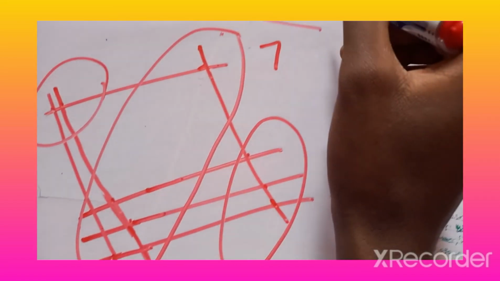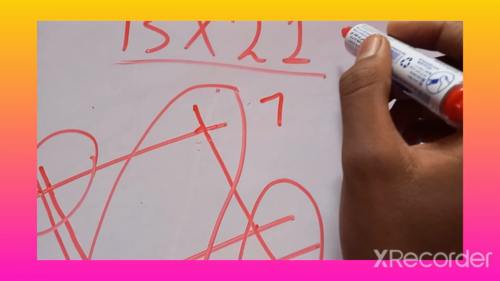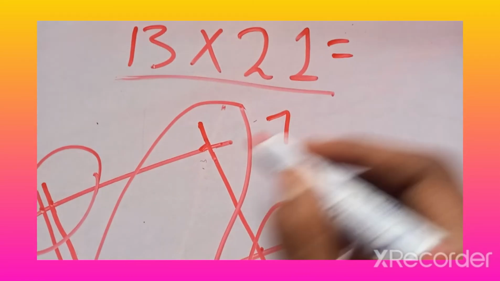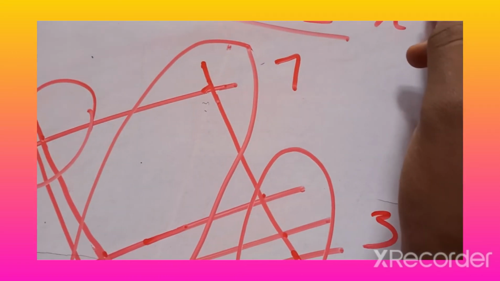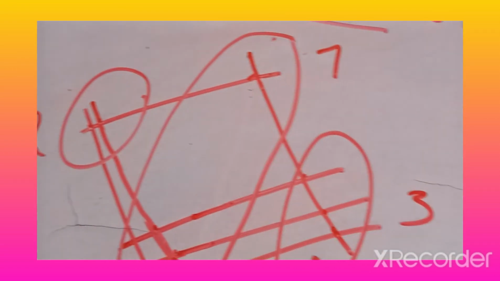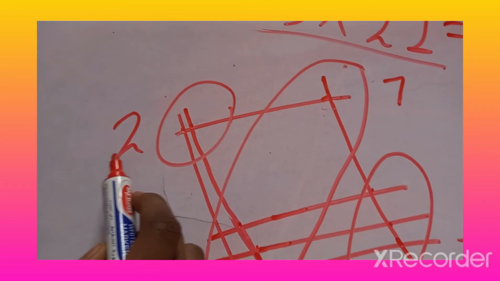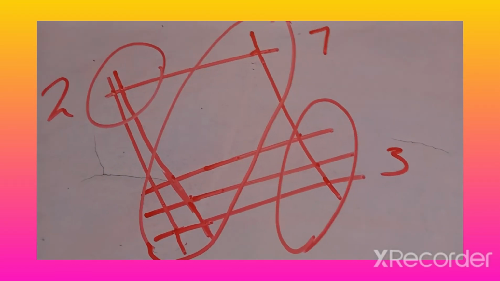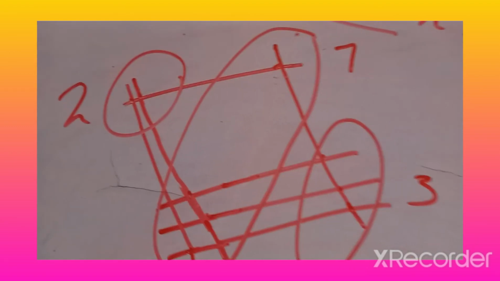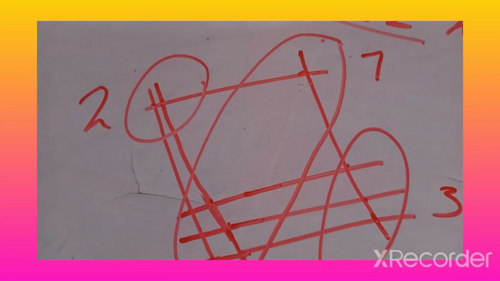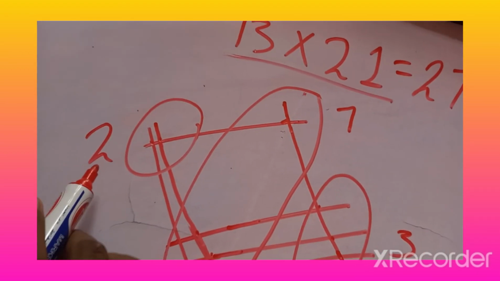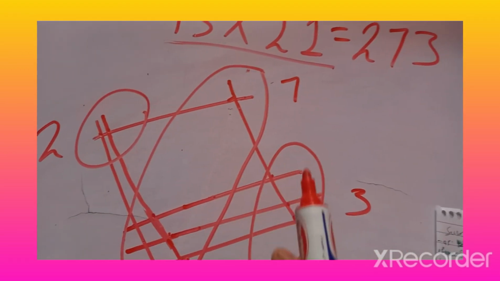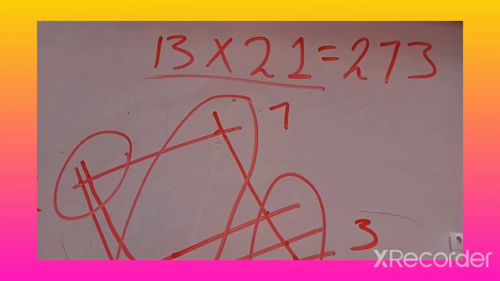And then the answer is equal to 273. We have to write it respectively from the left hand zone to the right hand zone. When we count it, we have to start from the right hand zone. But when we write the answer, we have to start from the left hand zone. Keep this in mind.